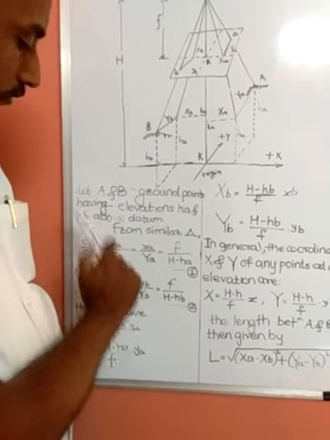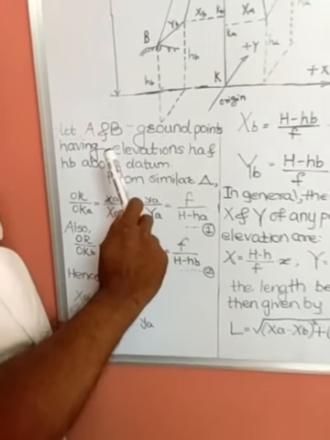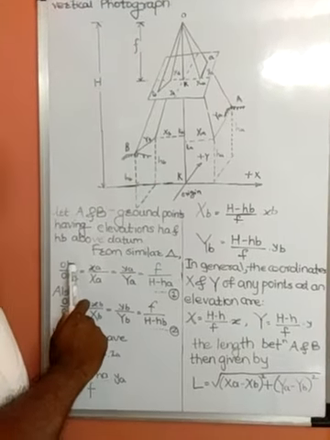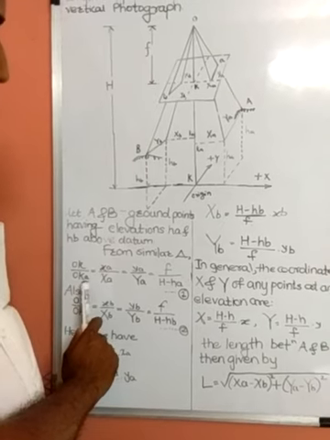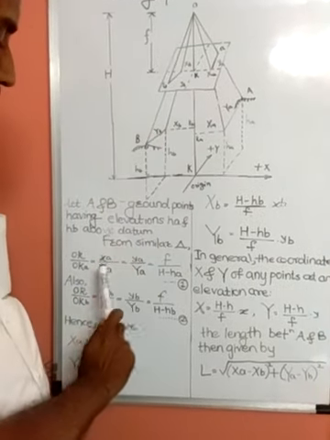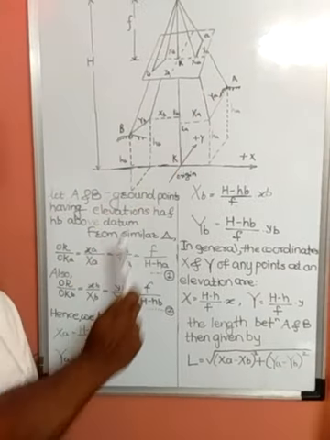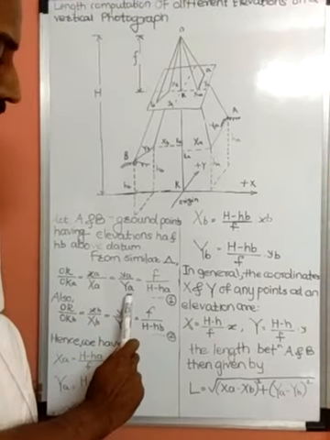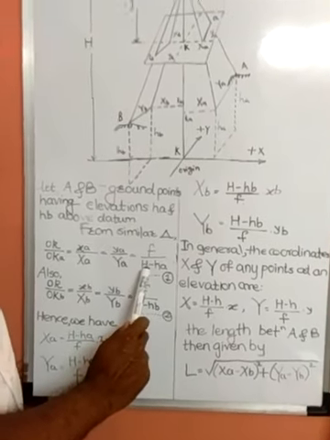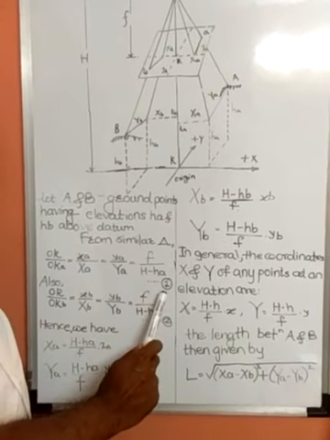Now, considering similar triangles, you have to write, from these similar triangles, Ok upon OKA, where the small ok and capital OKA triangles are similar: xa upon capital XA equals ya upon capital YA, and equals focal length upon the difference between flying height and the elevation at A, that is F upon H minus HA. This is equation number one.